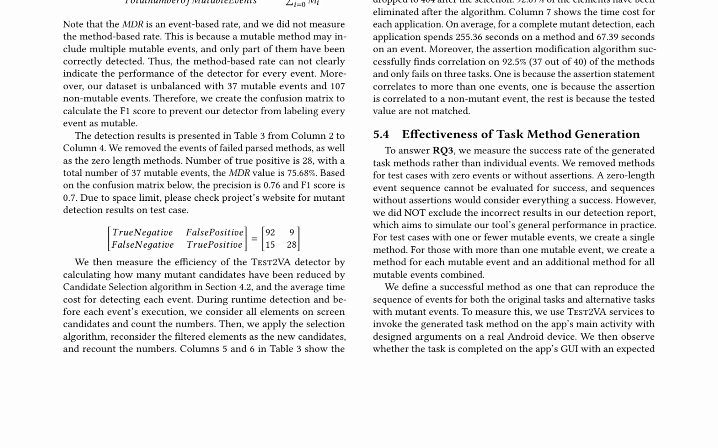Finally, the authors assess the effectiveness of task method generation by measuring the success rate of the generated task methods. A successful method is defined as one that can reproduce the sequence of events for both the original tasks and alternative tasks with mutant events. The assertion modification algorithm successfully finds correlations on 92.5% of the methods, highlighting its efficacy in generating accurate task methods.